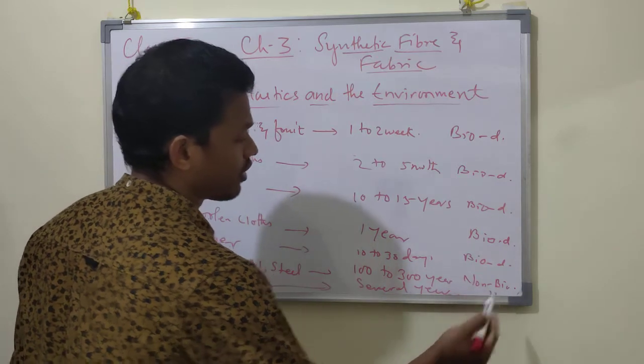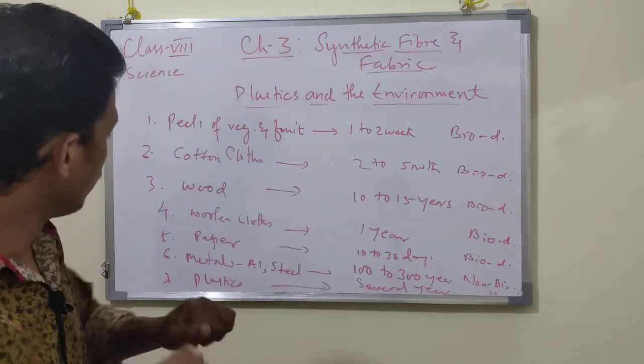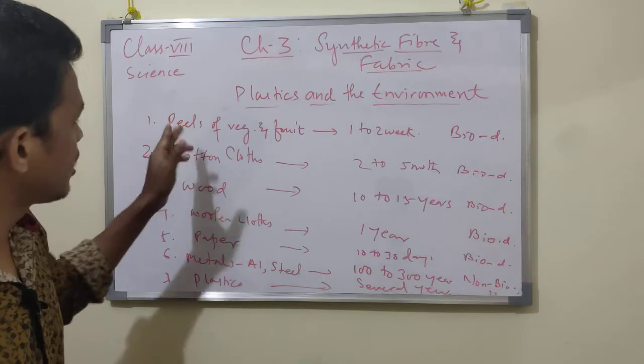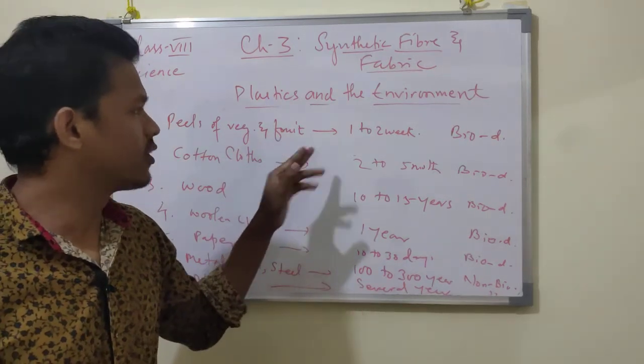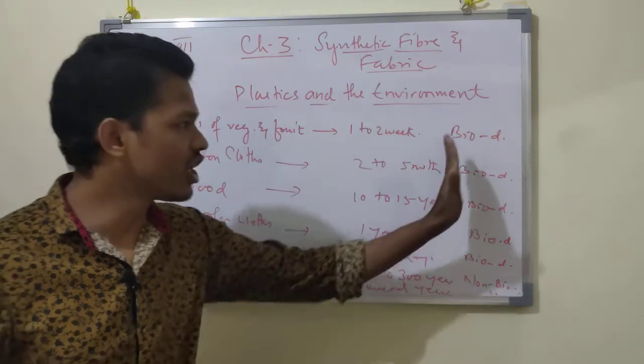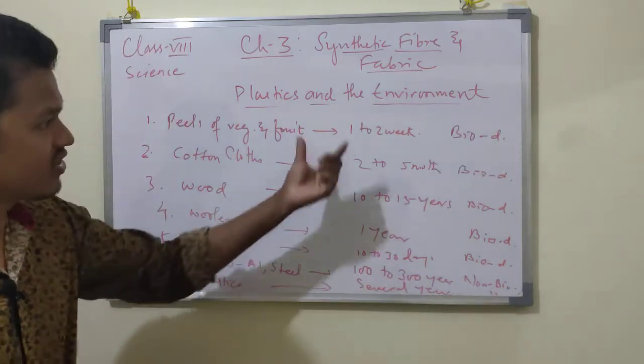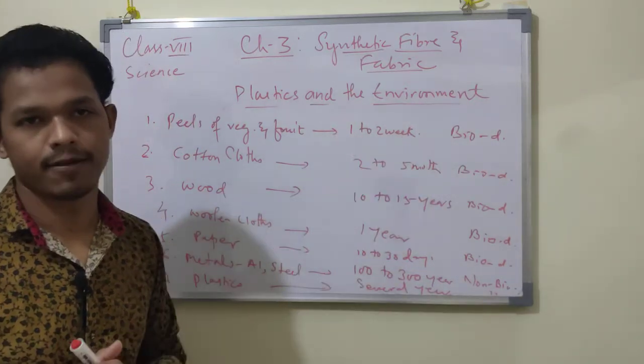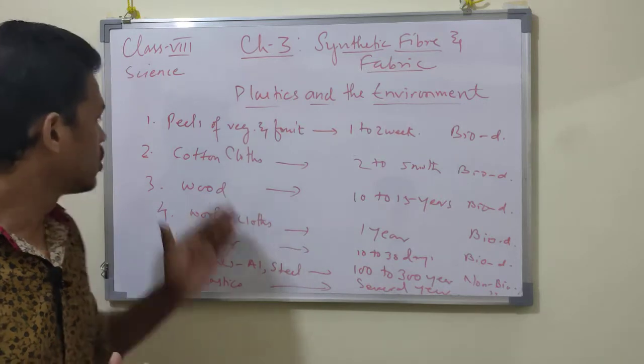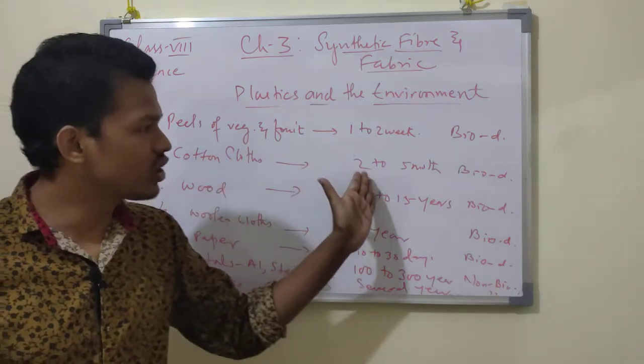It is also non-biodegradable. If you look at each of these materials, peels of vegetables and fruits will take 1 to 2 weeks. These are biodegradable. They can be mixed in the soil, but how many days does it take? 1 to 2 weeks, at least 14 days. Cotton cloth takes 2 to 5 months.